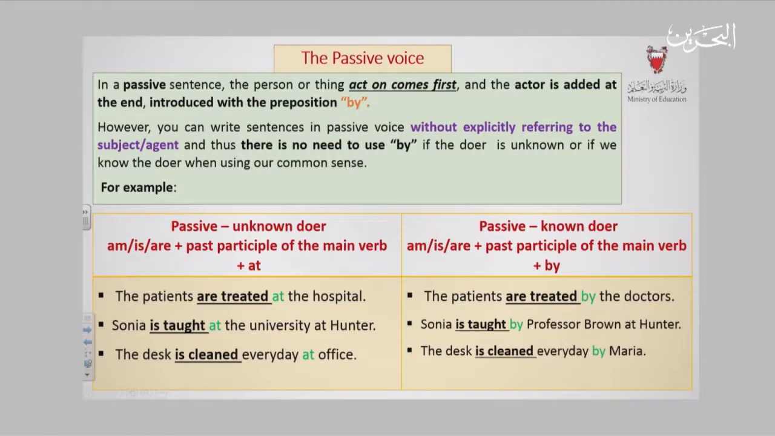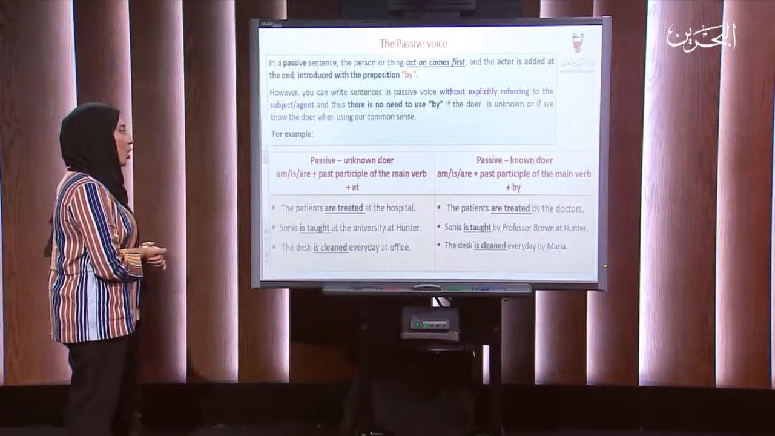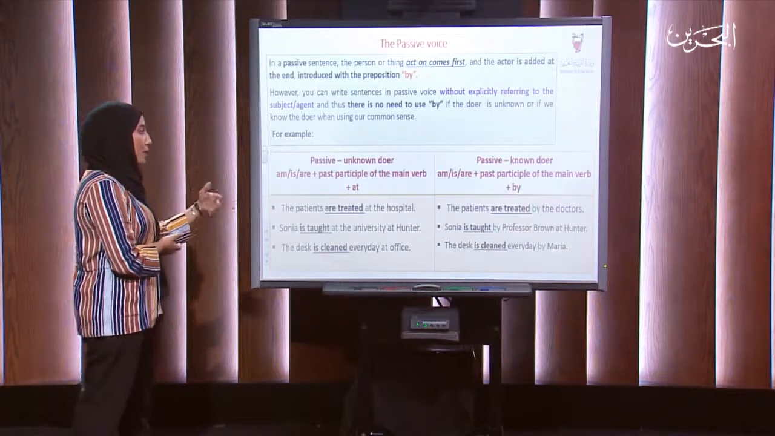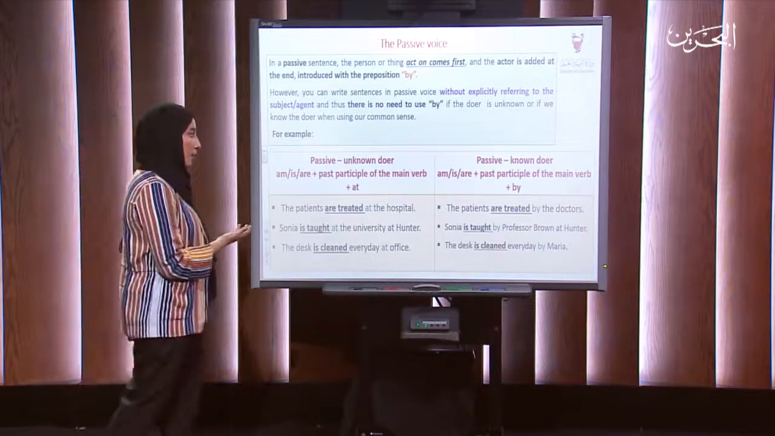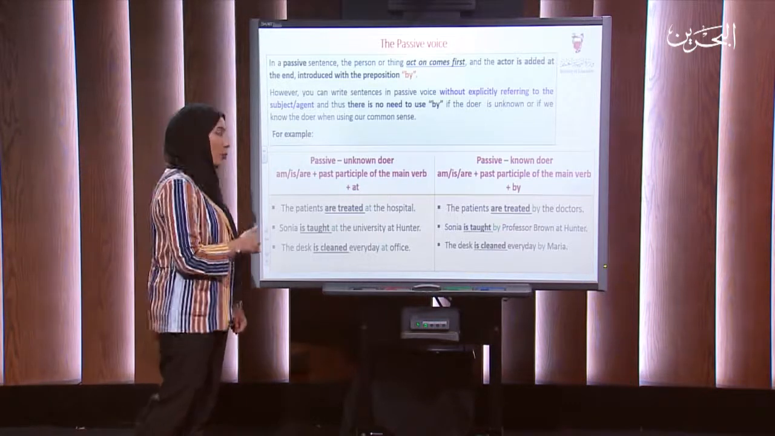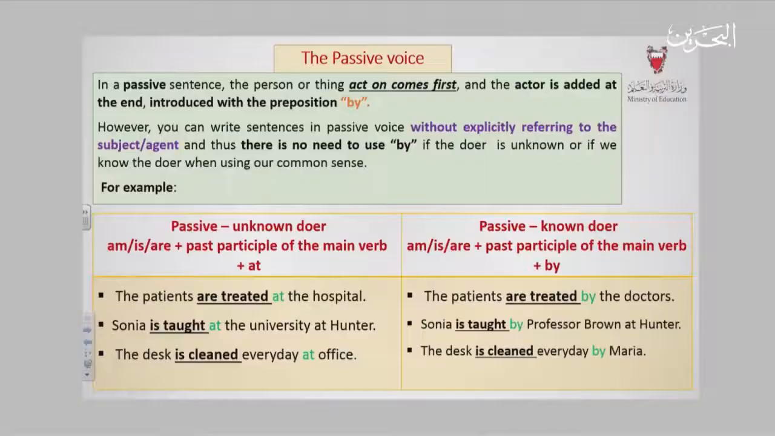So there are 2 types of passive. One is unknown doer, the second is known doer. How do we differentiate between them? Usually, after the verb, we add at for the unknown doer, whereas the known, we add by. For example, the patients are treated at the hospital. So the answer here of the known doers are common sense. So usually the answer would be doctors or nurses. But if I want to be more specific and precise, I use by. So the patients are treated by the doctors. I specified that it's the doctors, not the nurses.